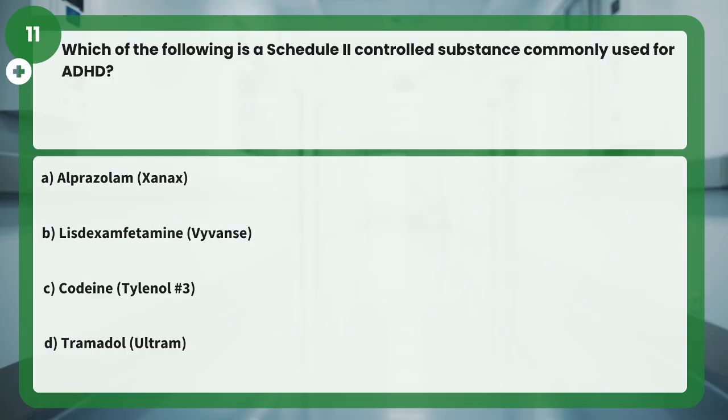Question 11. Which of the following is a Schedule II controlled substance commonly used for ADHD? A. Alprazolam, Xanax. B. Lisdexamfetamine, Vyvanse. C. Codeine, Tylenol number 3. D. Tramadol, Ultram.